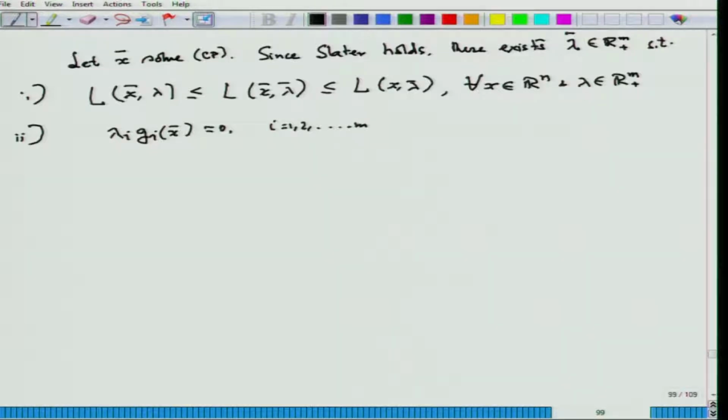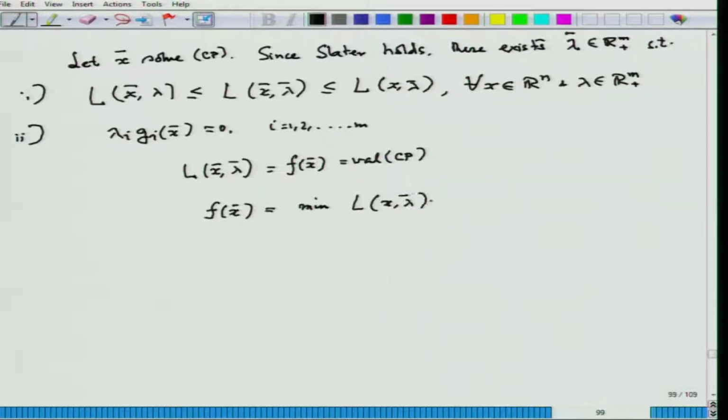Now, what do I have? I have the following. I know that L of x bar, lambda bar is actually f of x bar, which is nothing but the value of the problem CP. So, you see how saddle point condition leads to a strong duality once you know that f of x bar is equal to the minimum of L(x, lambda bar), x an element of Rn. This is a standard thing that you know from saddle point conditions.